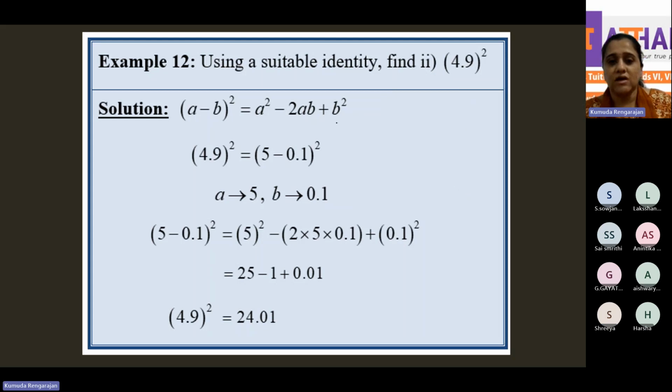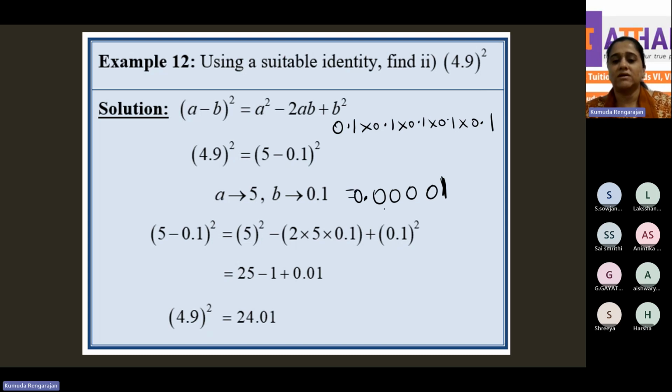Yes, 0.1 into 0.1 into 0.1 into 0.1 into 0.1. The product is 1 because 1 into 1 into 1 into 1 into 1 is 1 only. But after the decimal point, there should be 5 digits, and we have only 1 digit. So for the remaining, you should add zeros. See here, 1, 2, 3, 4, 5 digits. Okay, ma'am. Got it, ma'am.